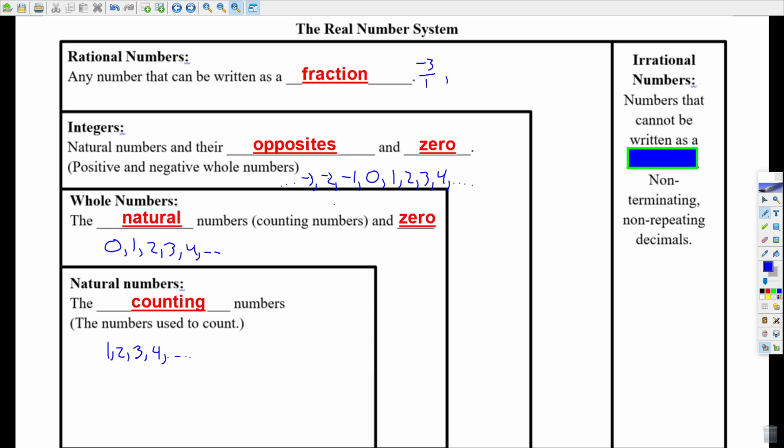What else does this include? How about 0.3 repeating? Why does that work? Because it can be written as a fraction, can't it? That's actually 1/3. So anything you could possibly think of that could be written as a fraction would work here.